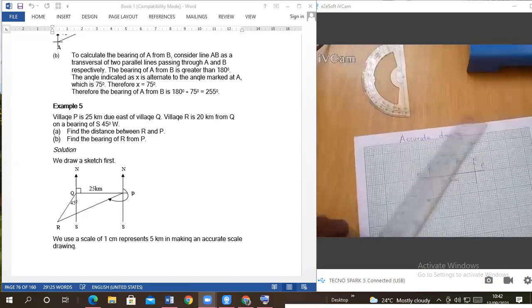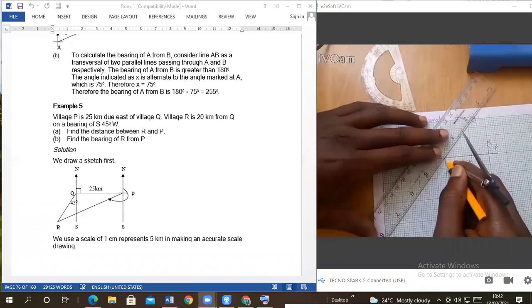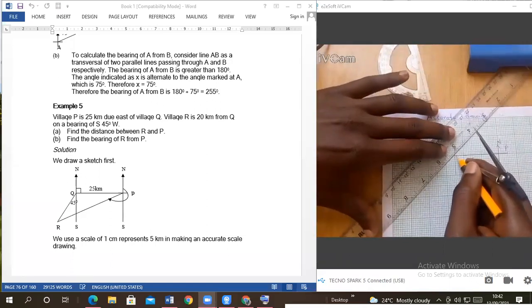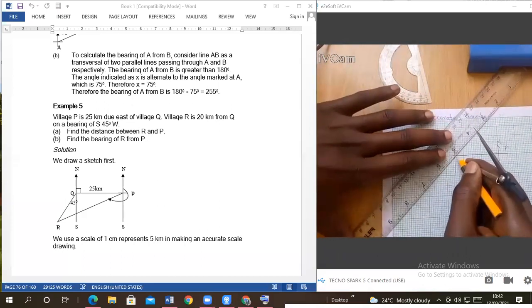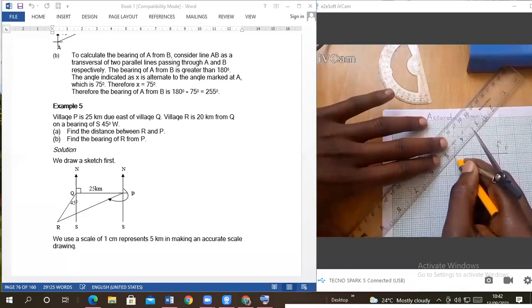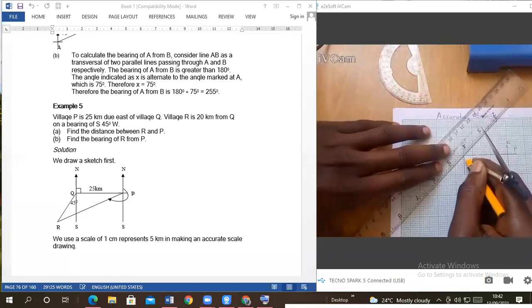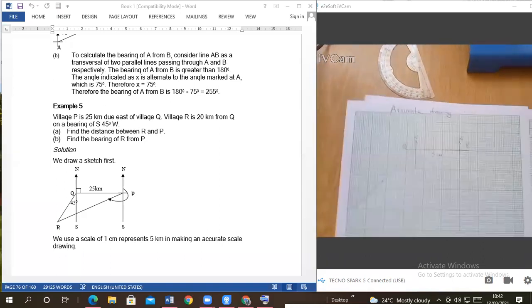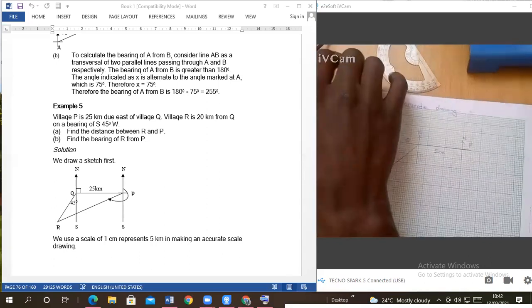Then join that point with a ruler. Don't use a free hand, please. Some of you are very funny. You may end up using a free hand. Draw that line there. Have you drawn that? Yes.